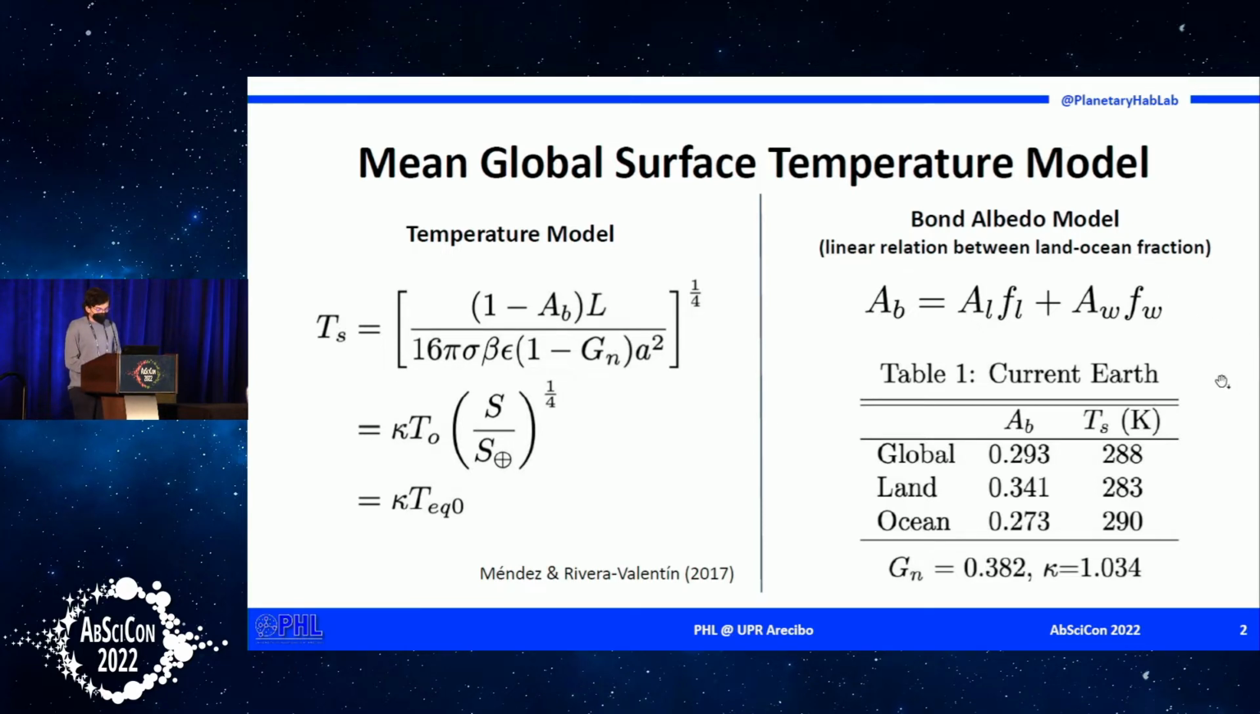In this slide, we also have a table that summarizes some of these parameters for the current Earth. Here we have the Bond albedo and the surface temperature. These are values for the overall global parameters, but we also have the individual contributions from land and oceans. Based on all of this information, we can compute the normalized greenhouse effect, which is 0.382, and the thermality, which is the 1.034 that you see there.